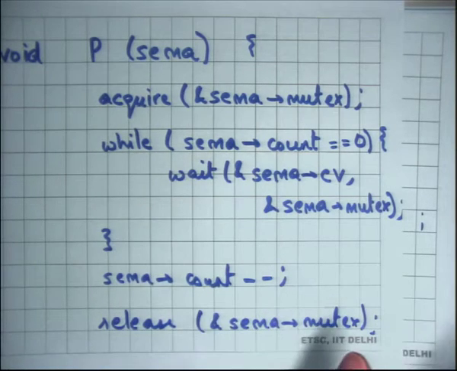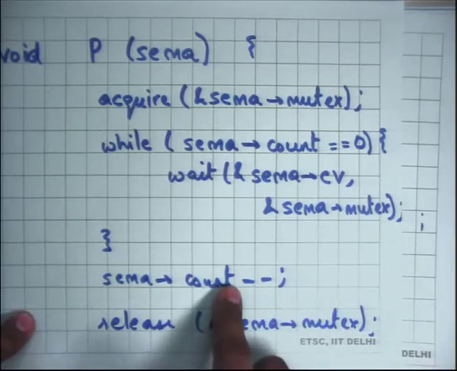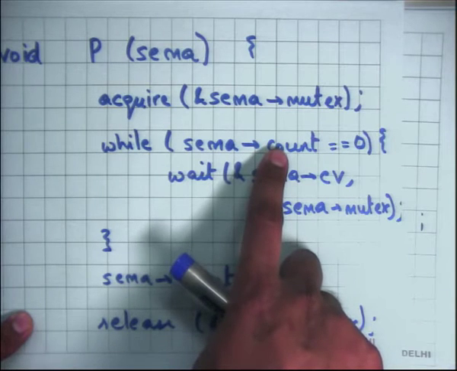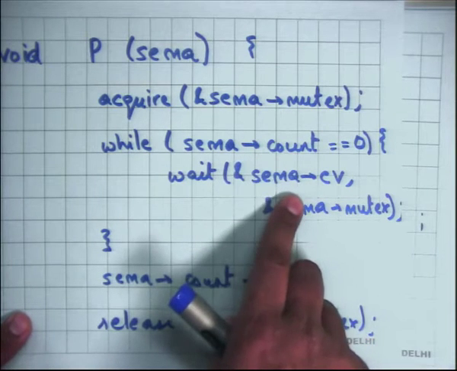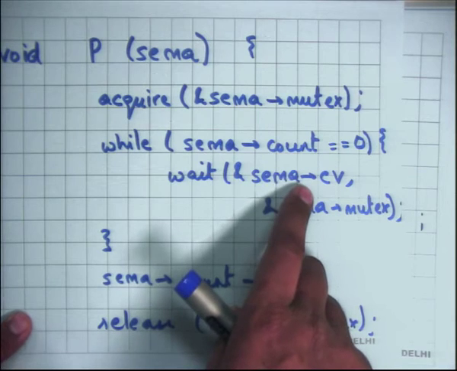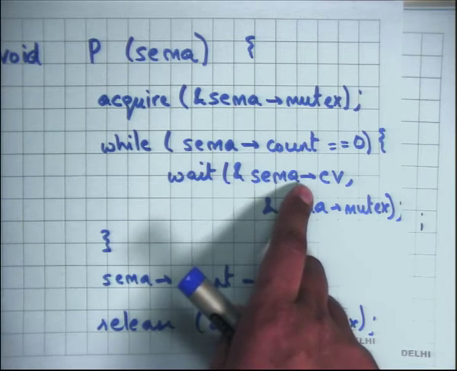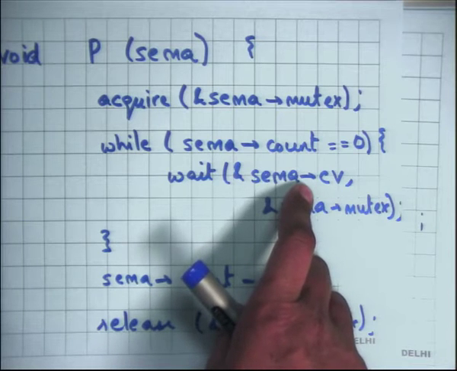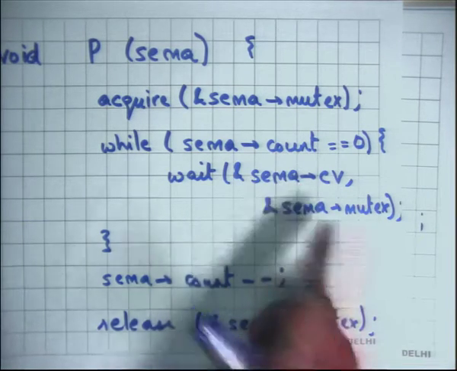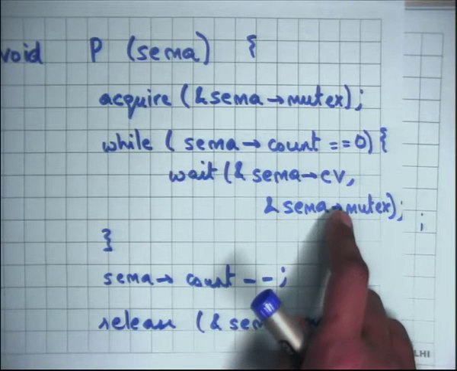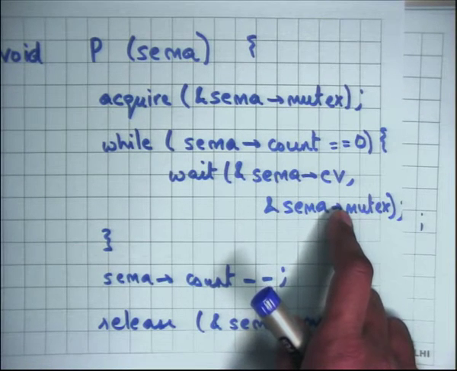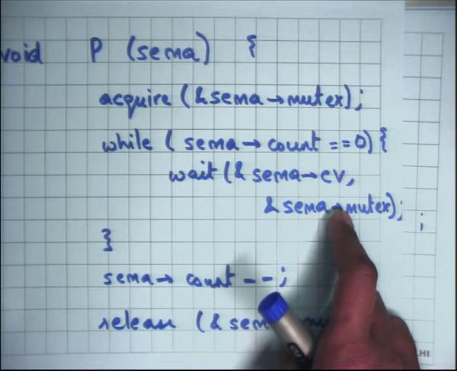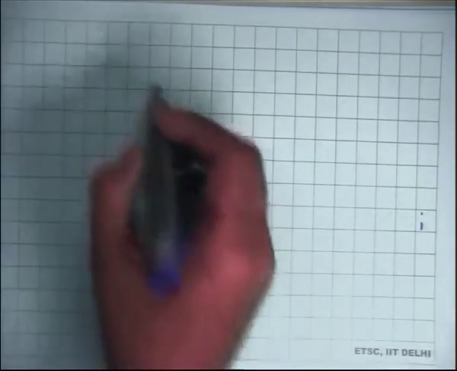Basically I wanted to decrement the count, but only if this condition is false. Till this condition is true, I need to wait, and I am using a condition variable to wait. In the V function I will call notify on this condition variable. And I release the mutex before I go to wait, and I do this in an atomic way, just like all the other patterns we have seen so far. Now let's write V.